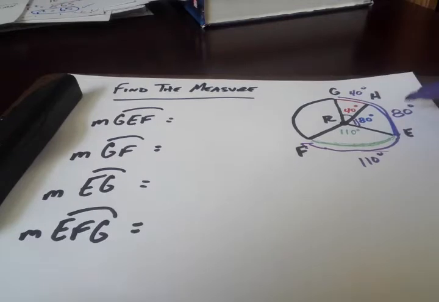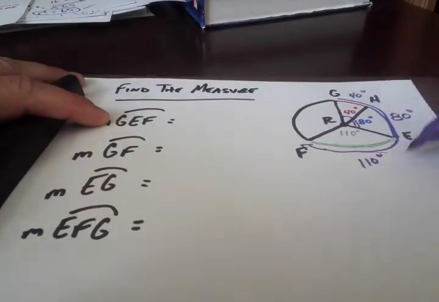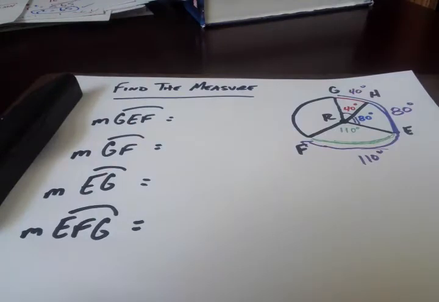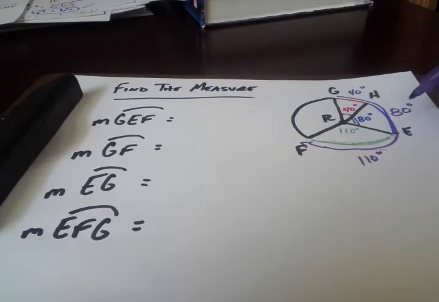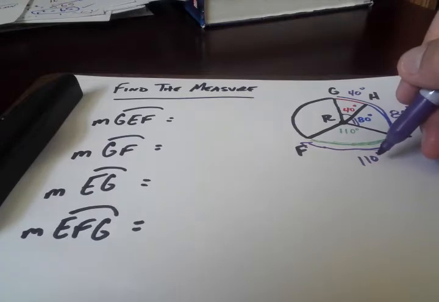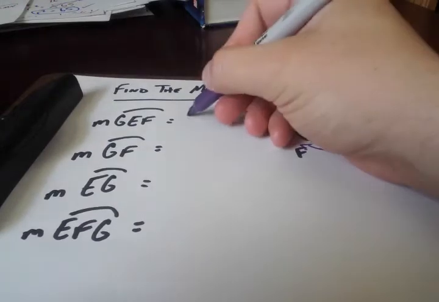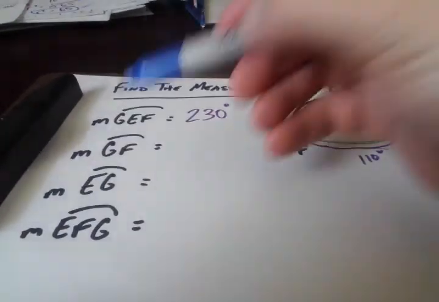All right, so all 3 of these arcs are minor arcs because they're less than 180. But we want GEF, we want the whole thing. So what we're going to do is we're going to add these 3 together. Okay, so if you do that in your calculator, 40 plus 80 is 120. 120 plus 110 should be 230. So GEF is 230 degrees. Okay, these are the 3 that I've just kind of made up.